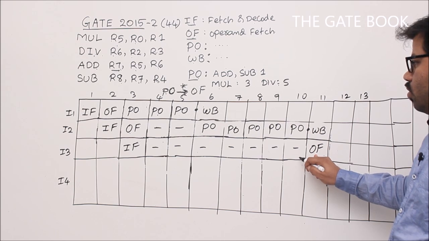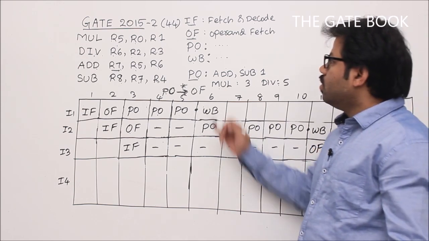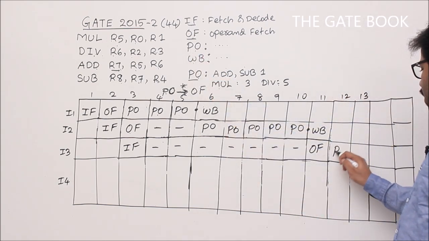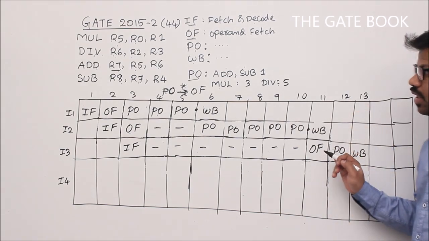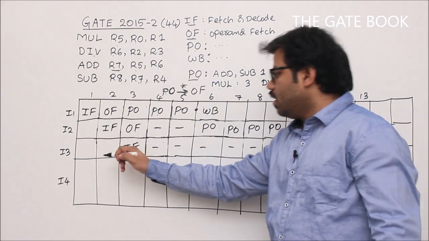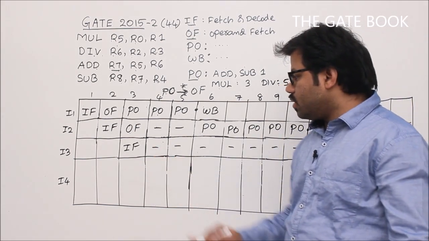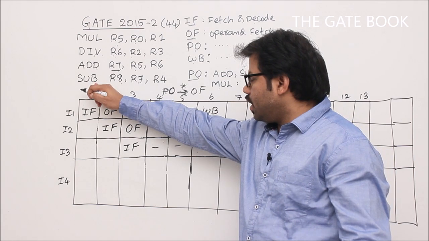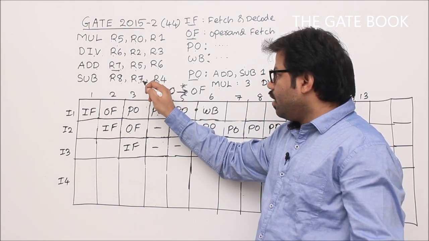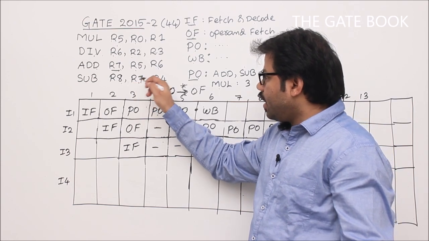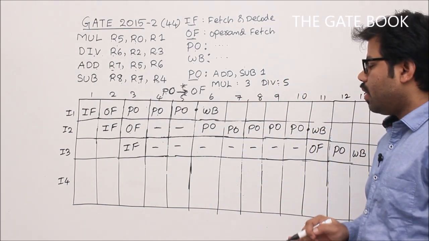So after that you do OF. After that, what do we have to do? Perform operation. Here happily we can do perform operation, then write back, correct? Since it only takes 1 clock cycle for perform operation, everything is good, right? Now, the fourth instruction: R8, R7, R4. R7, R4 we are reading. Are we updating them anywhere? Yes. R7 is getting updated here.